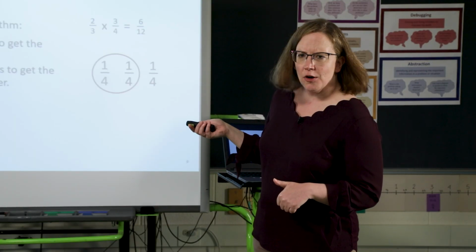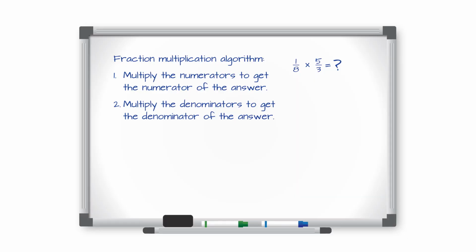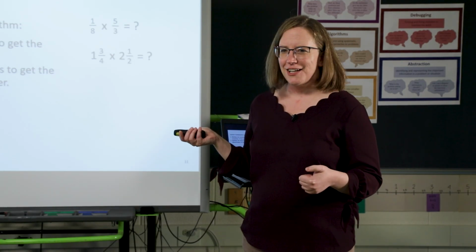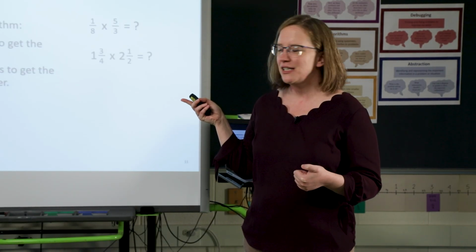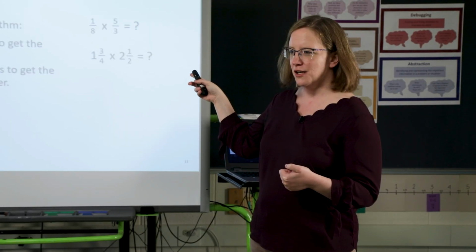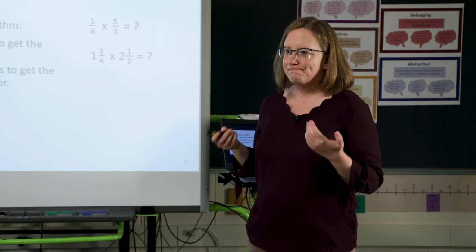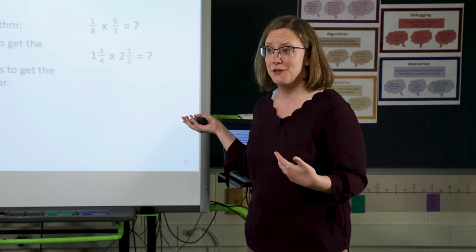So do you think this algorithm would work for other problems too? Could we use it to solve 1/8 times 5/3? I think so. What about 1 3/4 times 2 1/2? I'm not so sure. Our first step says to multiply the numerators to get the numerator of the answer, but if we just multiply 3 times 1, I'm not sure where that leaves us, what we should have done with that 1 and 2 in the whole number parts. So we might have to add some steps to our algorithm to make sure we can also use it for problems with mixed numbers.